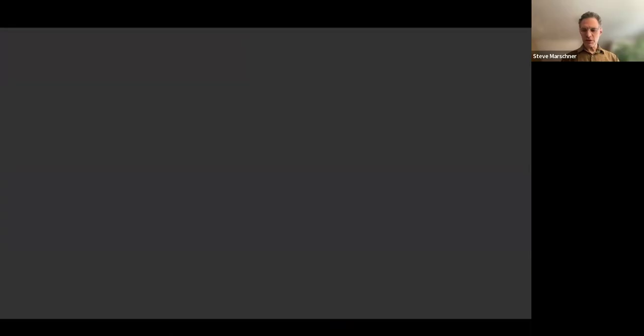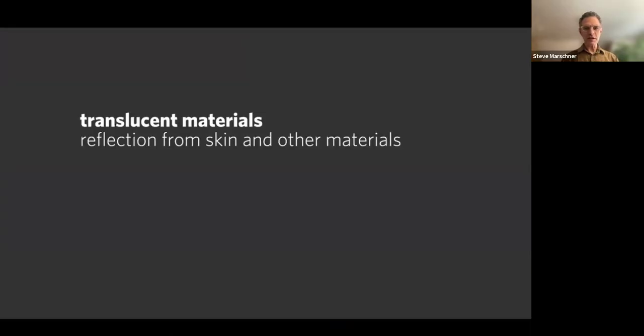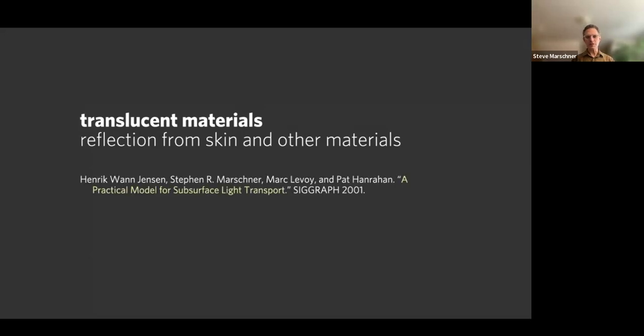So I want to start with some pretty old stuff, which is about translucent materials. I titled this Reflection from Skin and Other Materials, but it's kind of interesting that the importance of this work for skin was actually a surprise to us after we had almost finished the project. This is work that I did during a postdoc at Stanford many years ago.